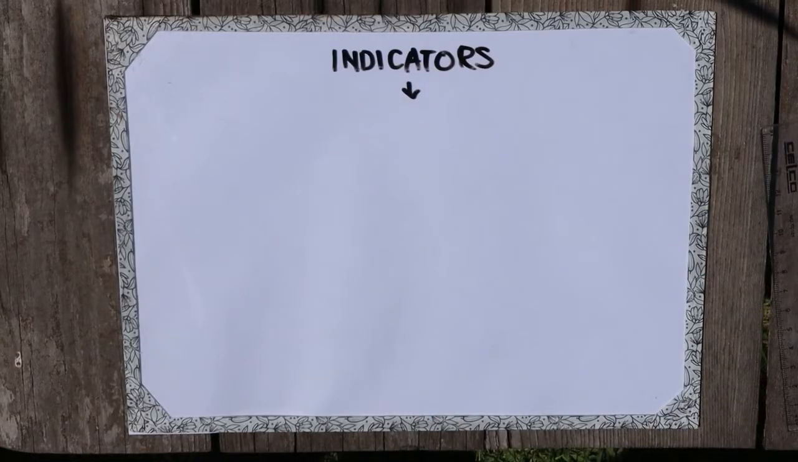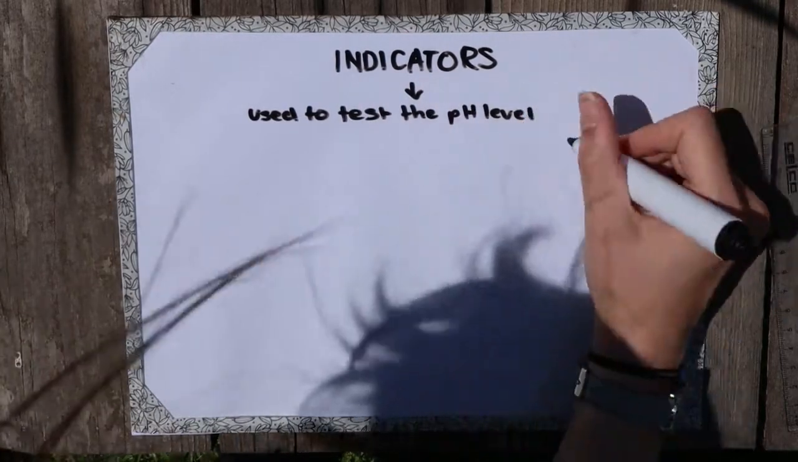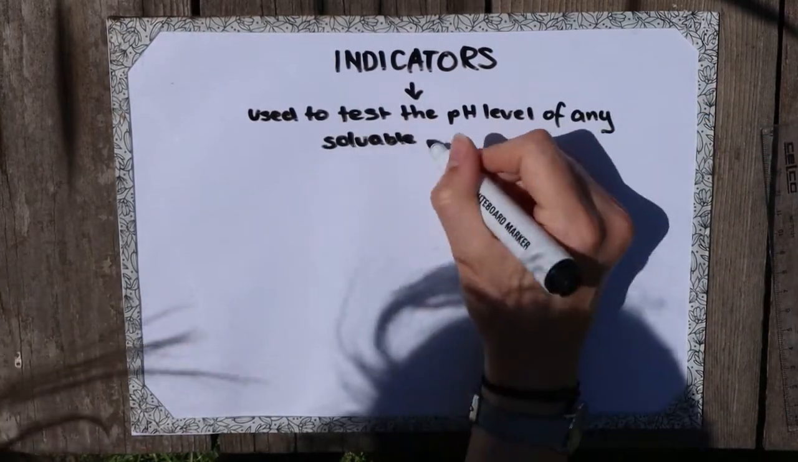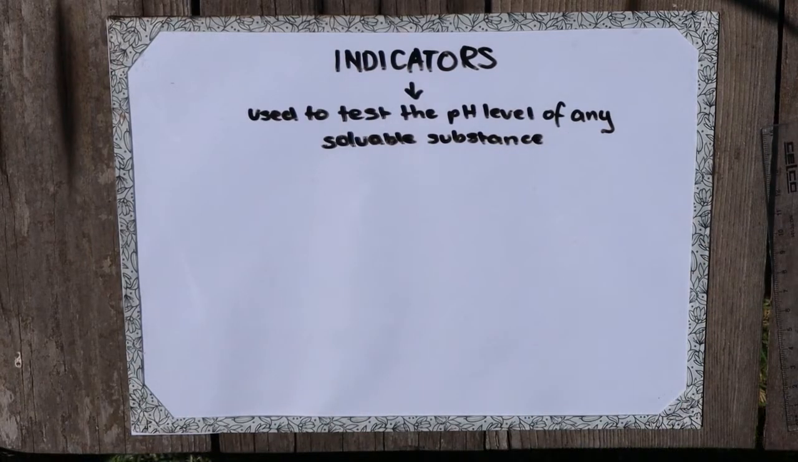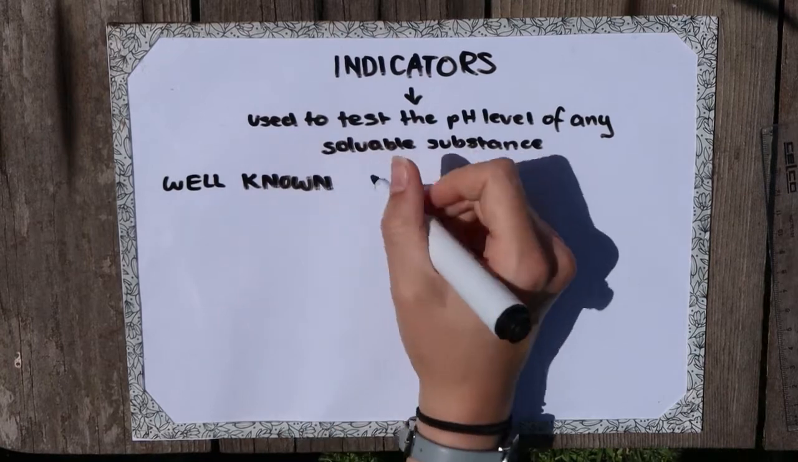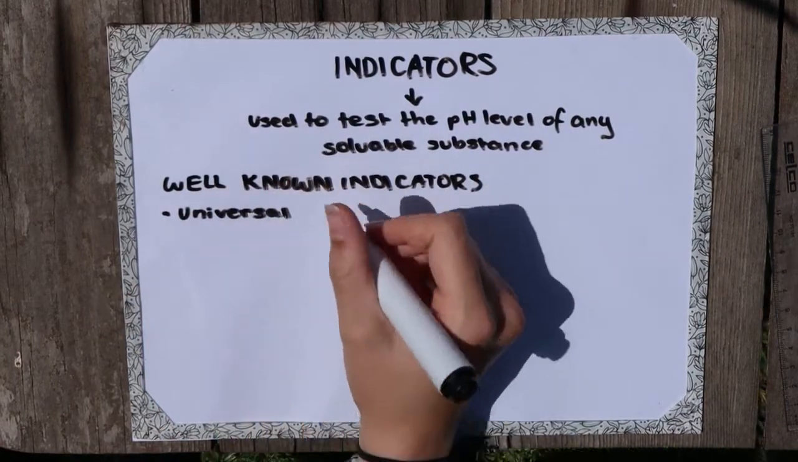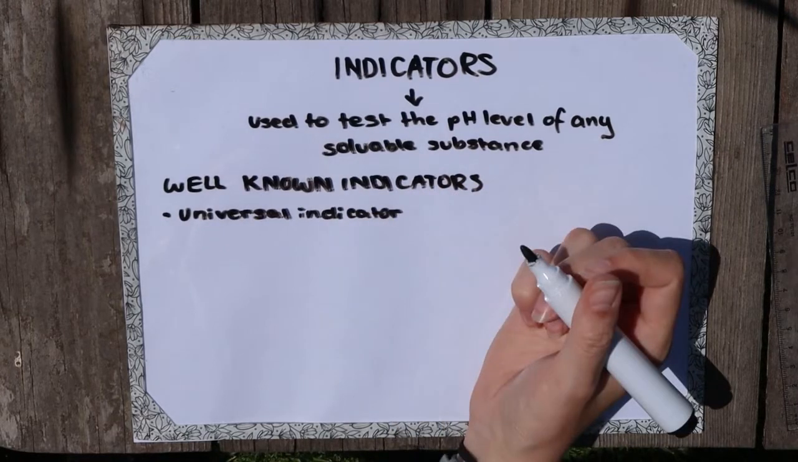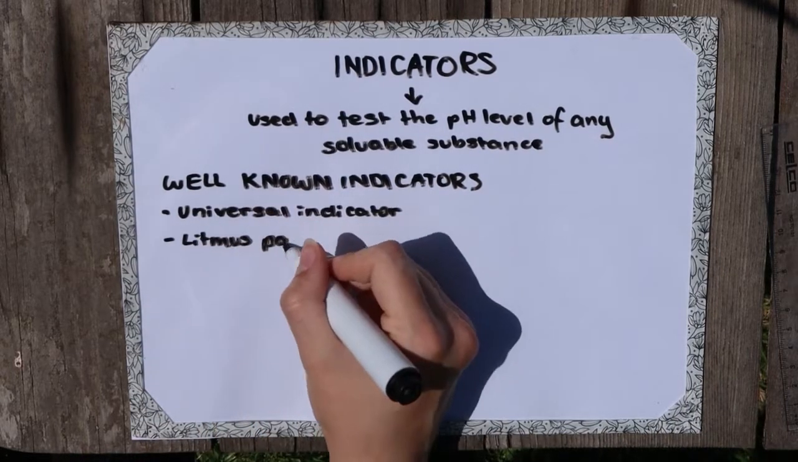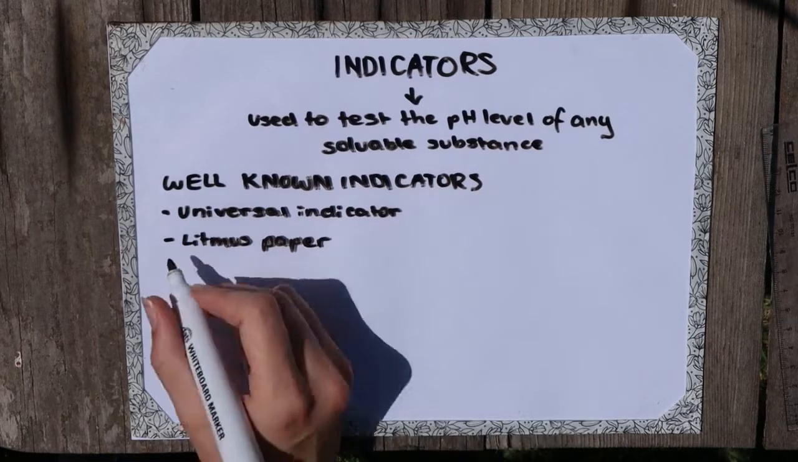Indicators. pH indicators exist as liquid dyes and dye-infused paper strips. They are added to various solutions to determine the pH values of those solutions. What are some well-known indicators? First, universal indicator. It goes from a red to yellow to green to blue to purple, much like a rainbow. Second, litmus paper. Goes from a red to purple to blue.